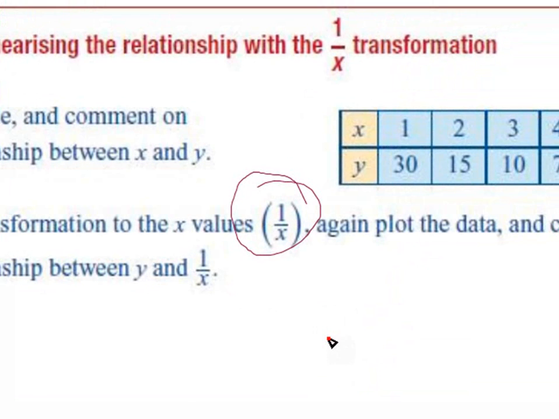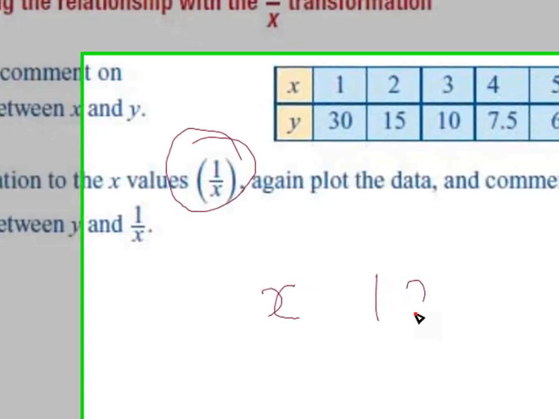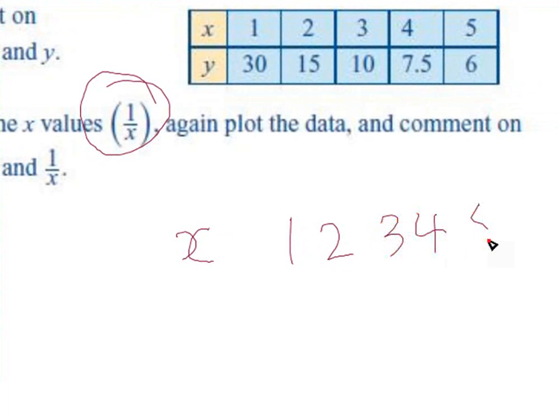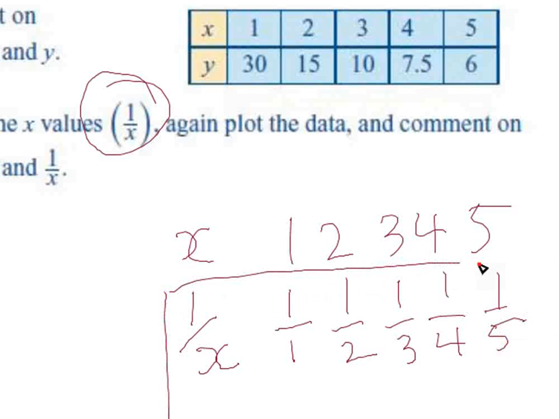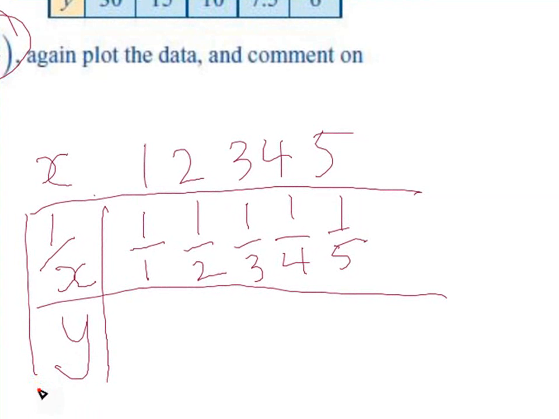Now, if you've got x and you've got 1, 2, 3, 4, and 5, they are telling you, forget what x is, we want you to do 1 on x. So 1 on x would be 1 on 1, 1 on 2, 1 on 3, 1 on 4, and 1 on 5. These are our new x values. So they want you to plot these values versus the y values above. Remember we said they're unchanged.